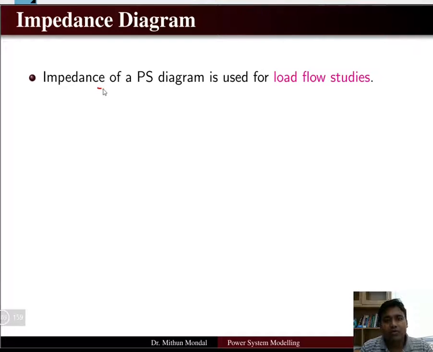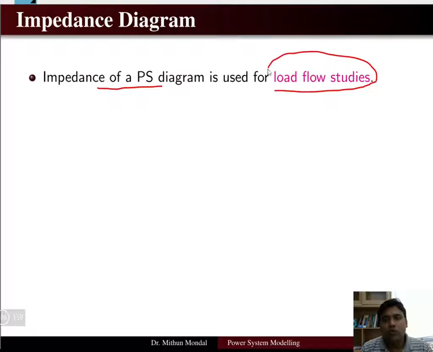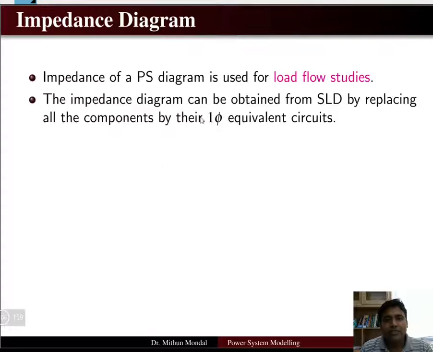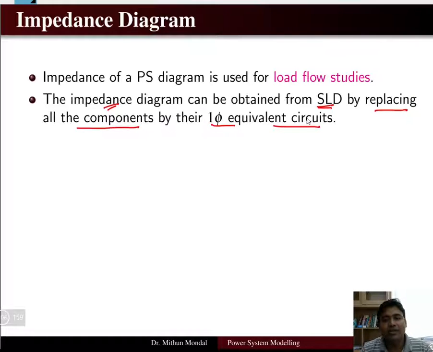The impedance diagram of a power system is used for load flow analysis. So for load flow studies, we will be using the impedance diagram. The impedance diagram can be obtained from the single line diagram. We have already studied the single line diagram. Now this impedance diagram will be obtained from the single line diagram by replacing all the components with their single phase equivalent circuit.